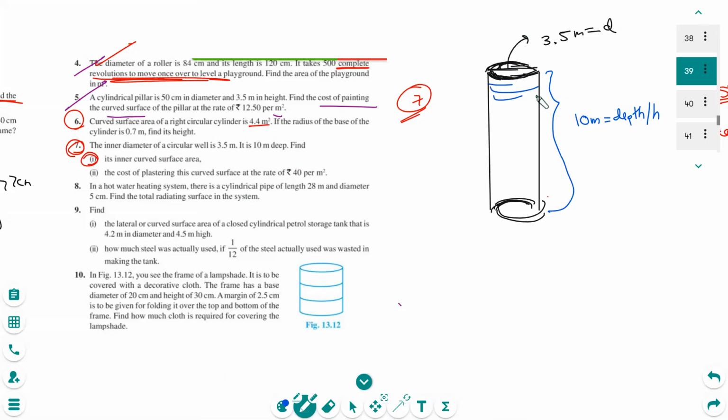So it's talking about the inner curved surface area, the part like this one, right? What is the formula for curved surface area? 2 pi r h. So how can I do it quickly? 22 divided by 7 into 3.5 into 10. Do we need to calculate the radius first? No, 3.5 is the diameter, so there is no need to multiply by 2.